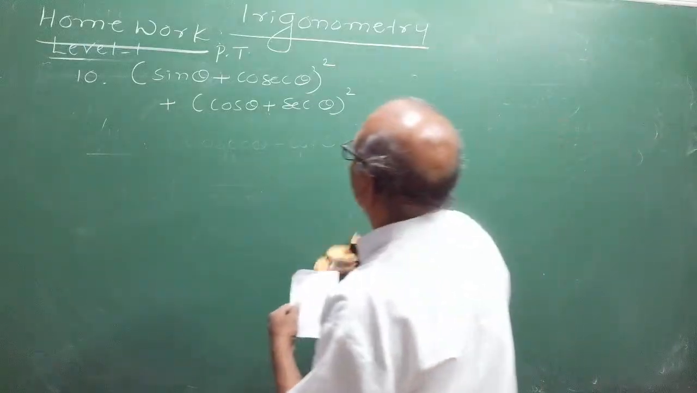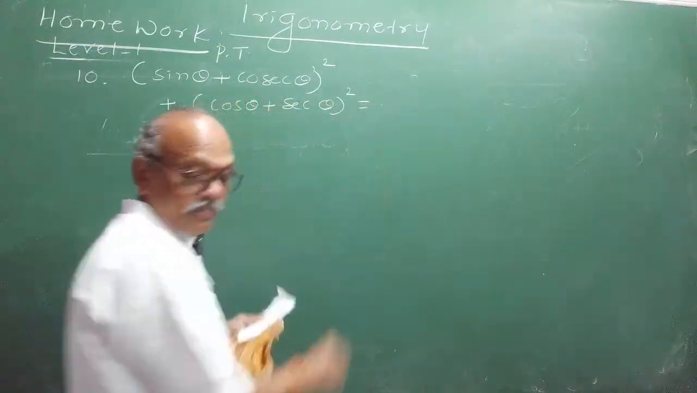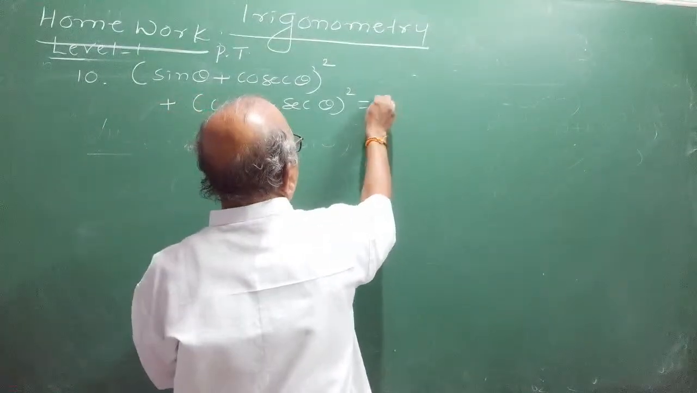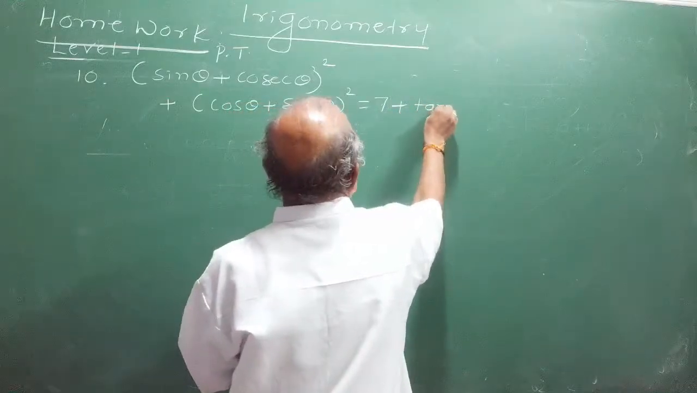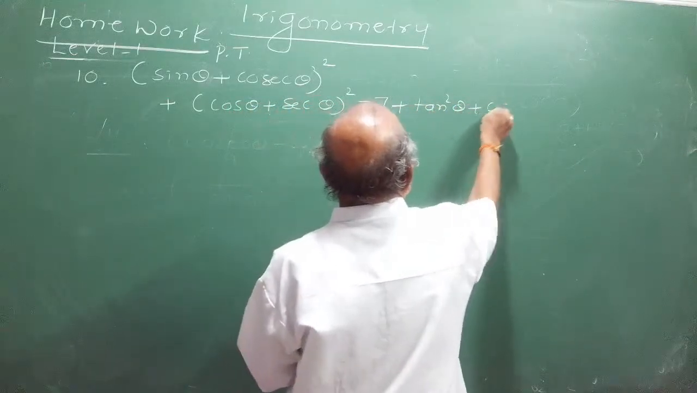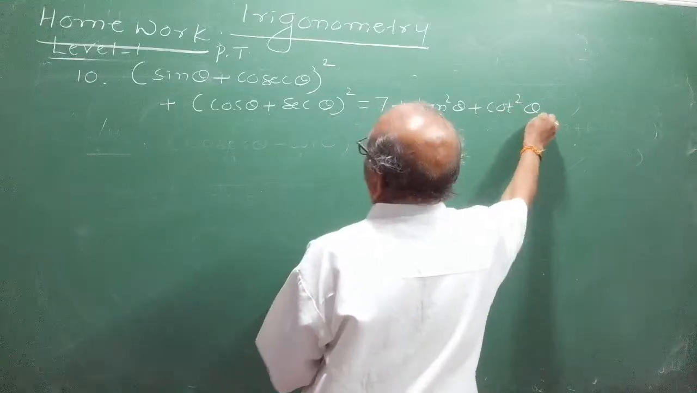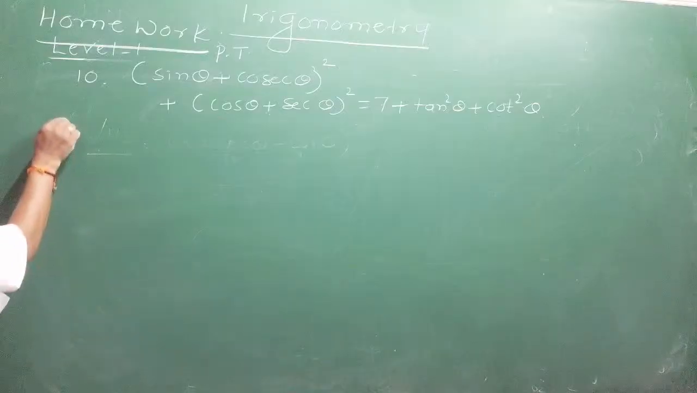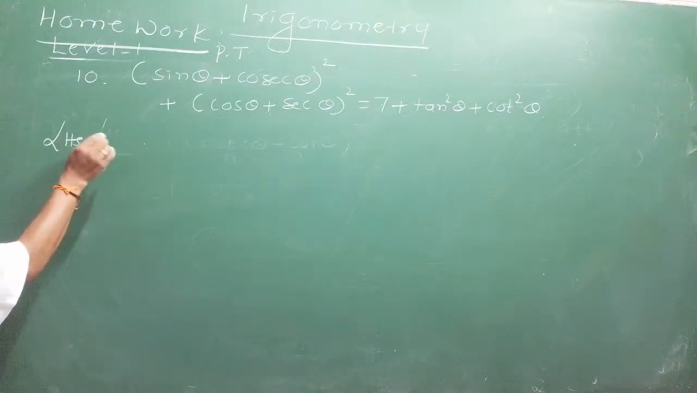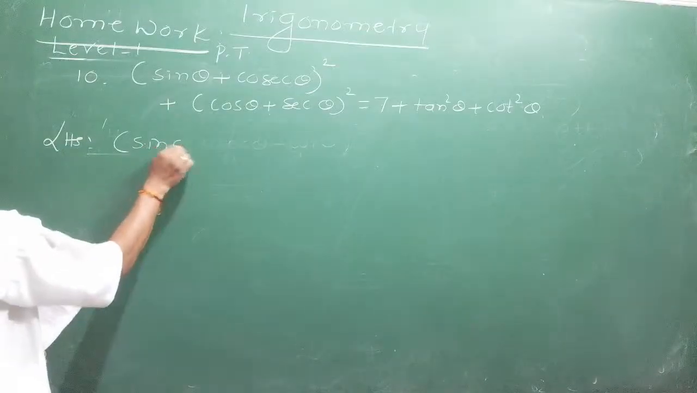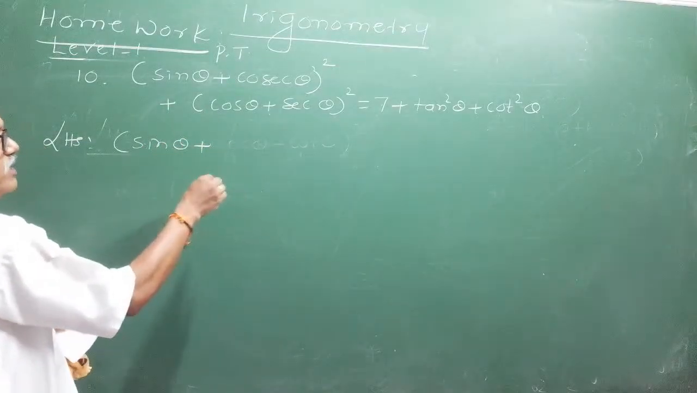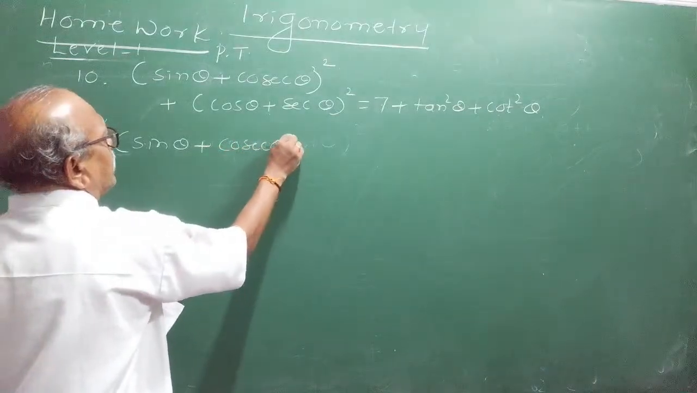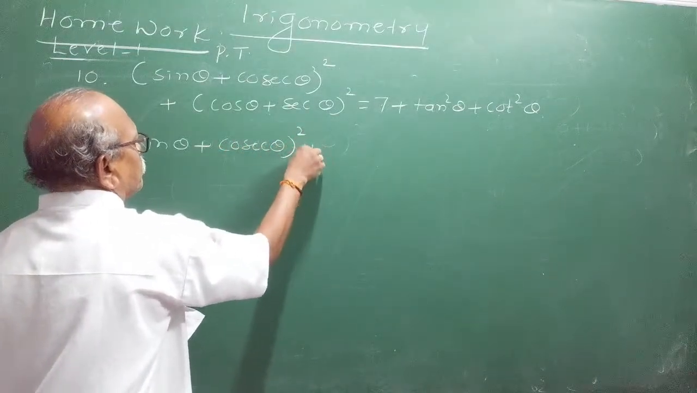Check how many of you got this, you can show the thumbs up. How many of you got this answer? The answer was 7 plus tan square theta plus cot square theta. Observe the right hand side. You need the answer in terms of tan and cot. Now take the LHS. You can use the algebraic identity. Algebra, arithmetic, geometry, everything is used in trigonometry. Therefore, I have selected this chapter as the first chapter.